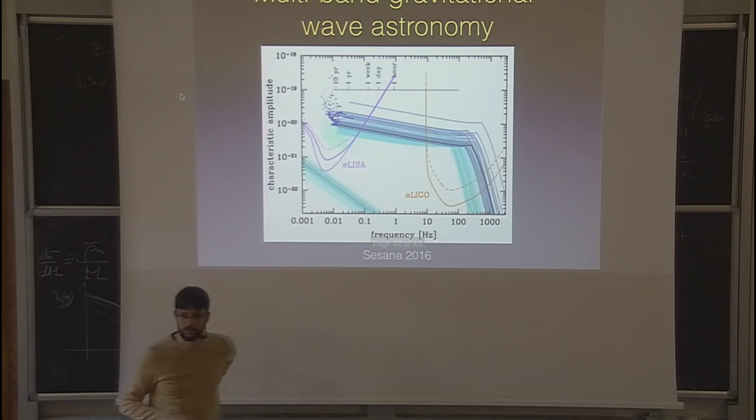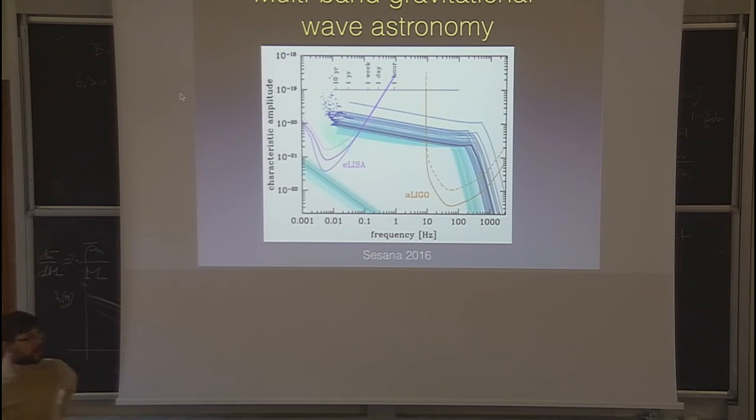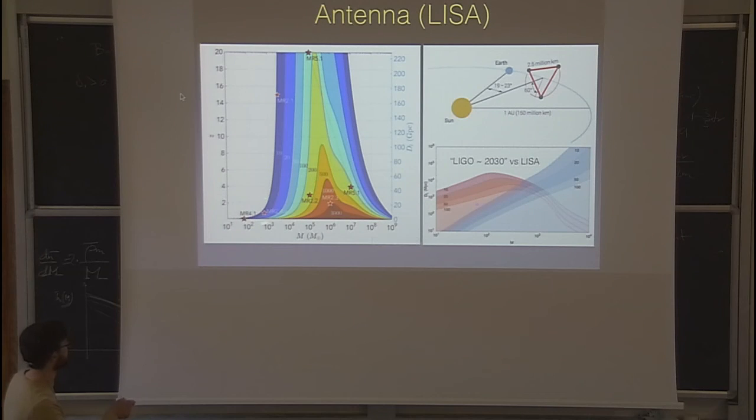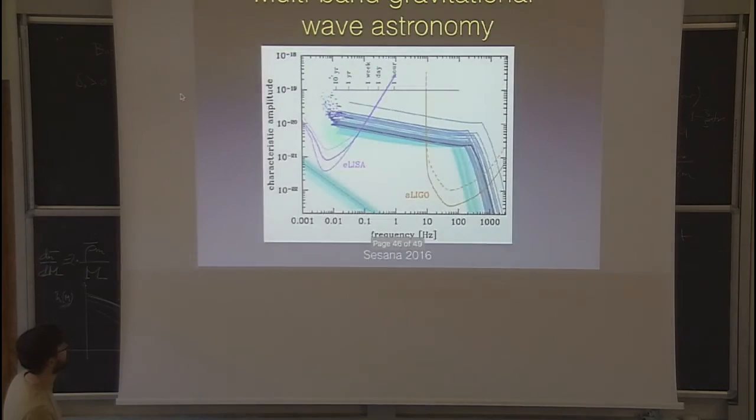So what we will be able to do with LISA will be to observe the LIGO binaries at low frequencies when they're far apart, years or months at least before they enter into the LIGO band. It's not going to be an easy observation because this is in the region where LISA is less sensitive, but still we should be able to see at least the most massive LIGO binaries years or months before they emerge in LIGO.